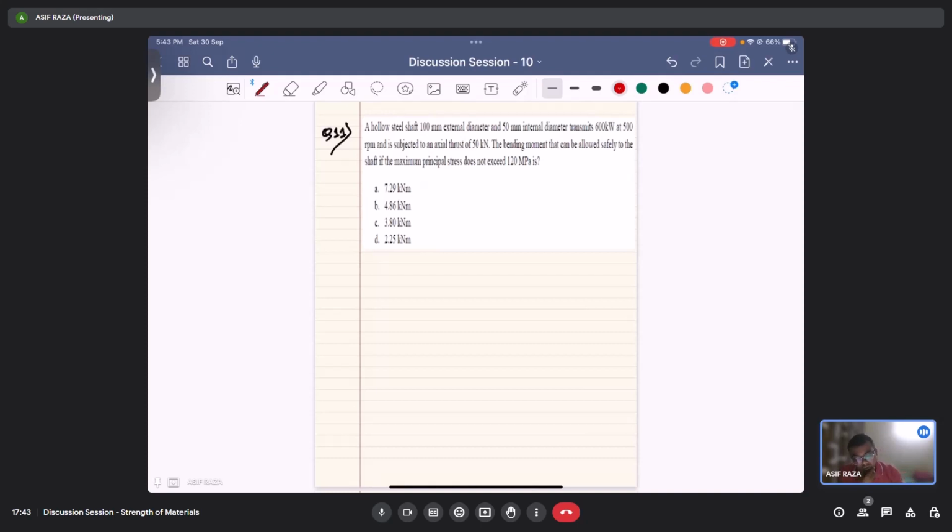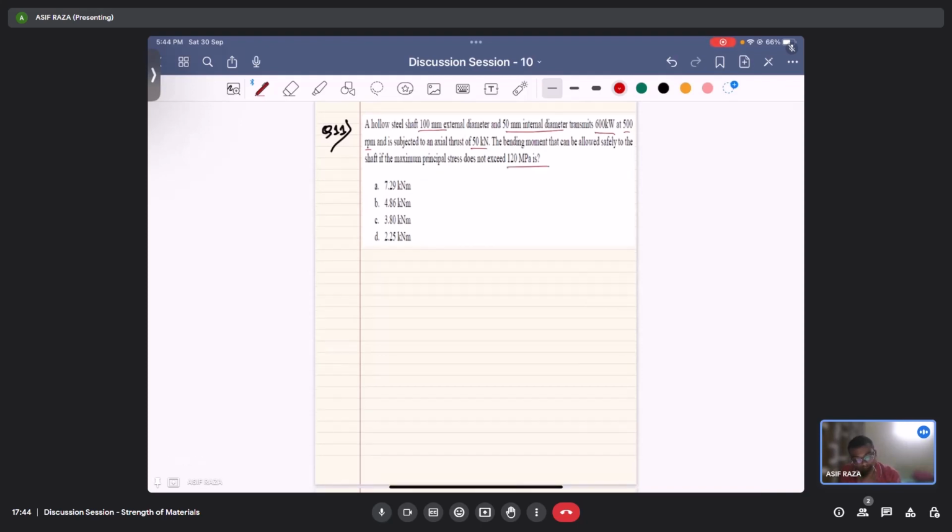Question number 11. A hollow steel shaft of 100 mm external diameter and 50 mm internal diameter transmits 600 kilowatt at 500 rpm and is subjected to an axial thrust of 50 kilonewton. The bending moment that can be allowed safely to the shaft if the maximum principal stress does not exceed 120 megapascal. So in this question, there is an axial load already provided. There is an indirect way where the torque value has been provided. We are given the maximum principal stress. We need to find the bending moment.